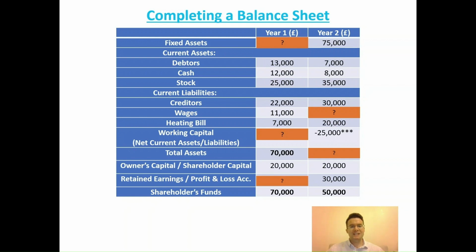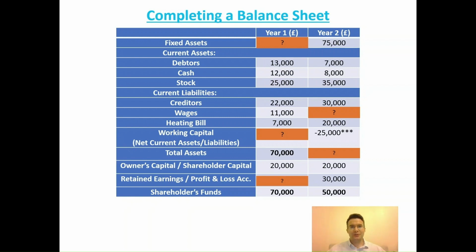And then we've got retained earnings, sometimes simply known as profit and loss account. And this is the retained earnings from trading within the business. So in year 2, for example, we can see is £30,000. And right at the bottom, we have something called shareholders' funds. Now, the reason why this is called a balance sheet, hence balancing, is because the total assets in year 1, you can see 70,000, always balances with the shareholders' funds.